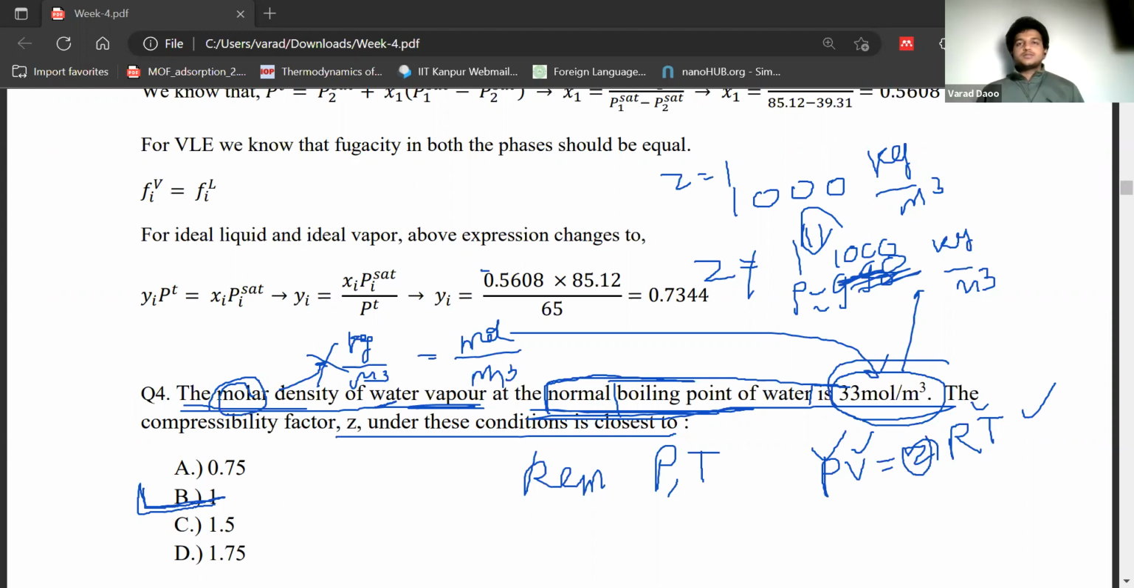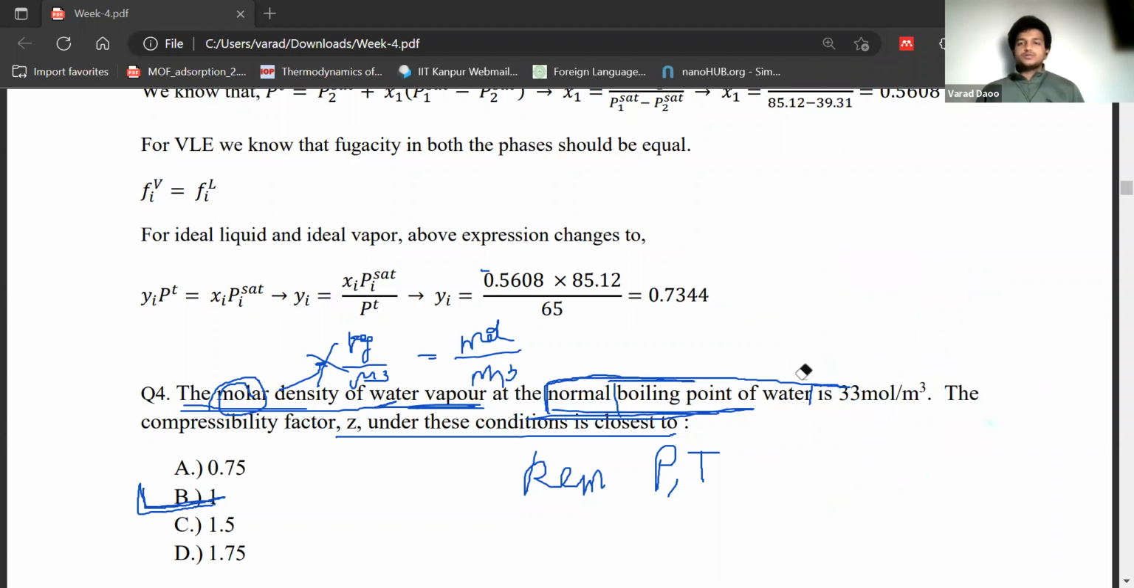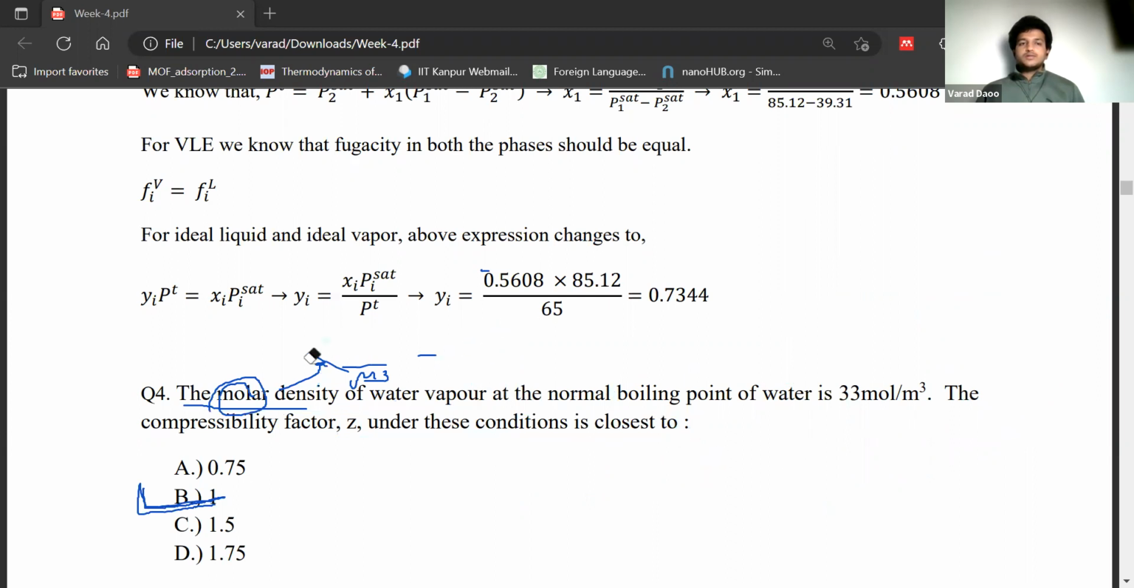So anybody got the answer? I will clear the screen. I hope the question and hints are clear to everyone. I will now start with the solution. Correct answer is option B.